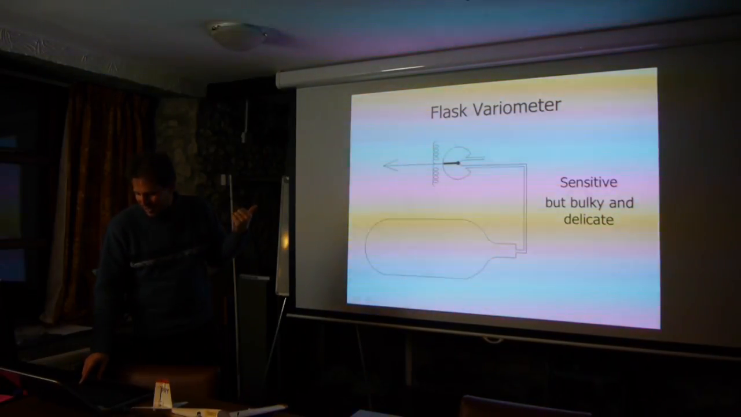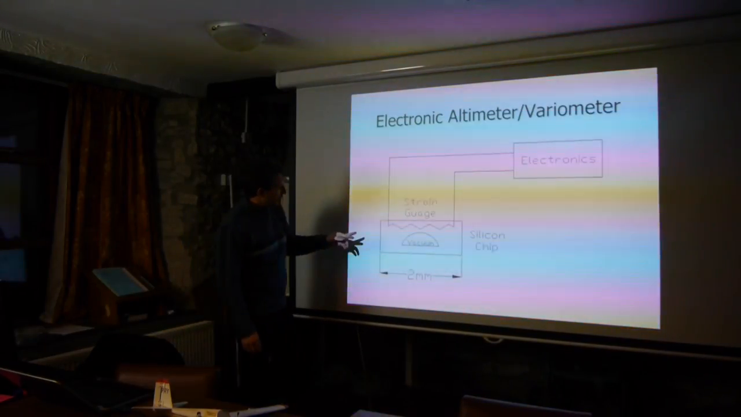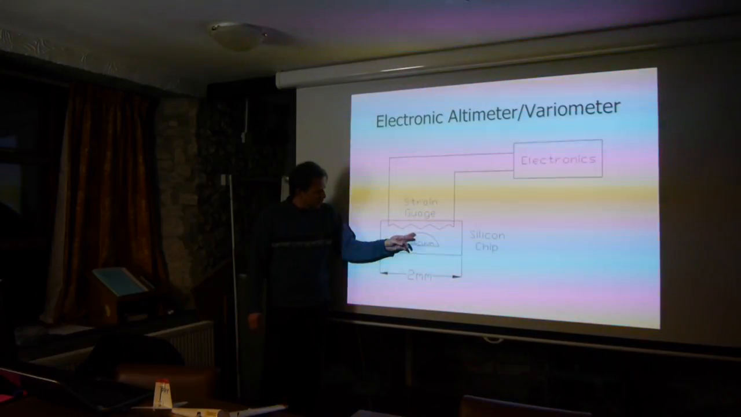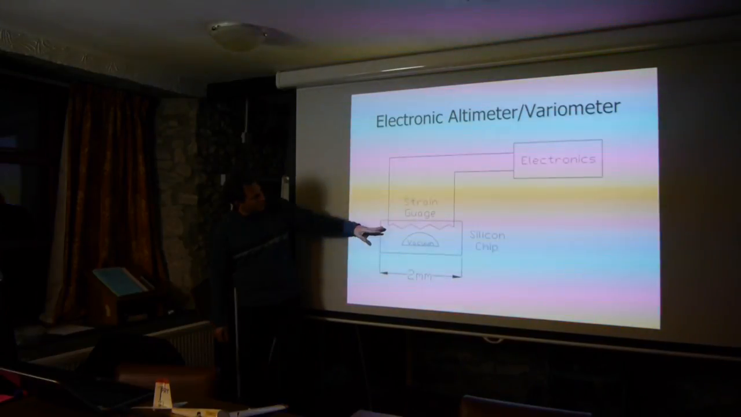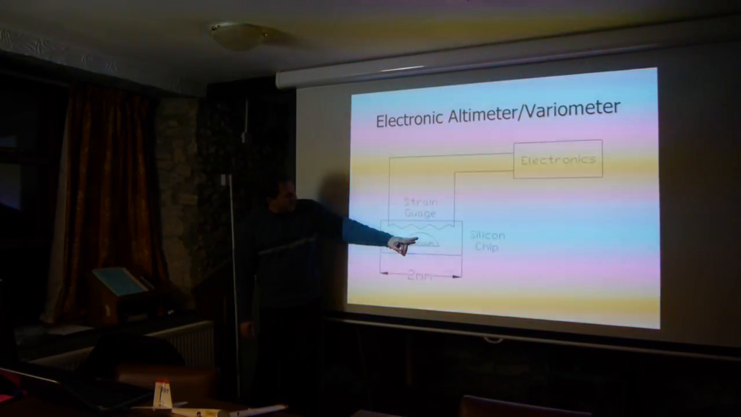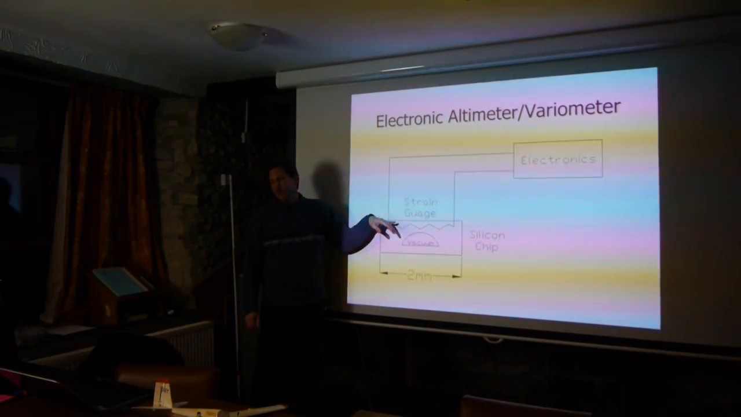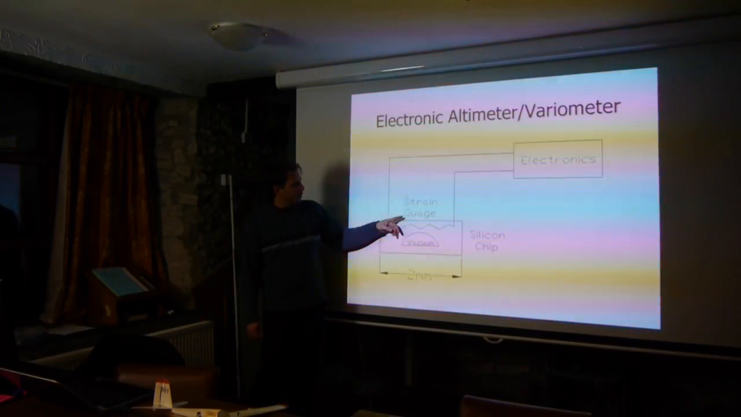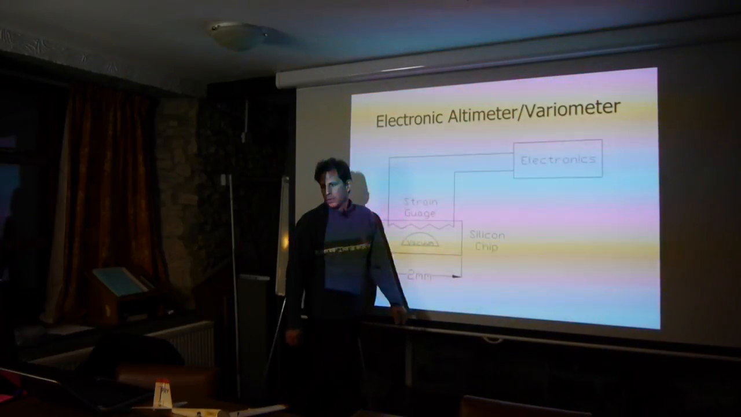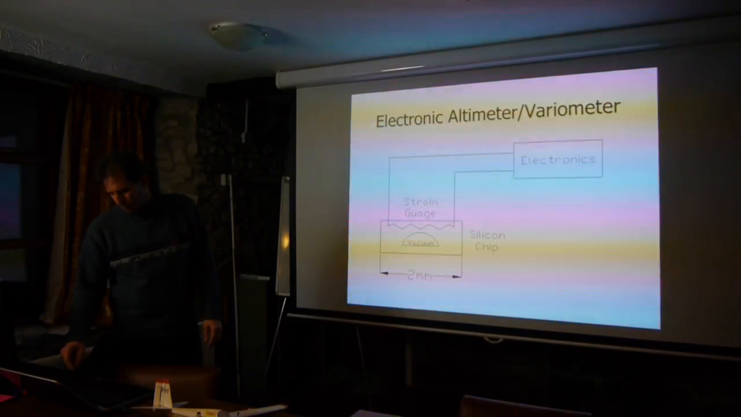So nowadays we use electronic altimeters. What you have is a piece of silicon, a bit of vacuum, and then this piezoelectric material on top of it. When the pressure changes, it deforms the material, and either the resistance will change or it'll create a little bit of electricity. It depends what kind of material they use. That's measured by some electronics that can then display it. All good for that? Okay.